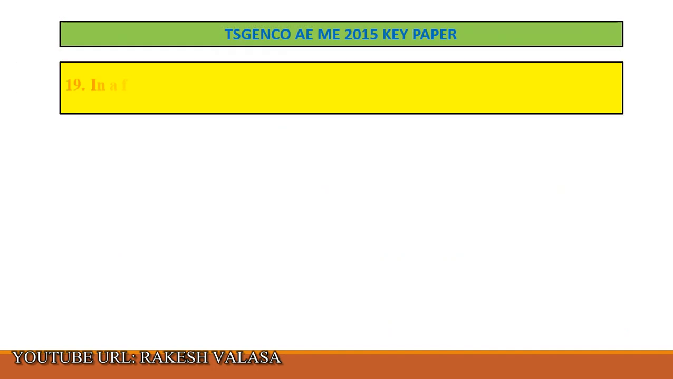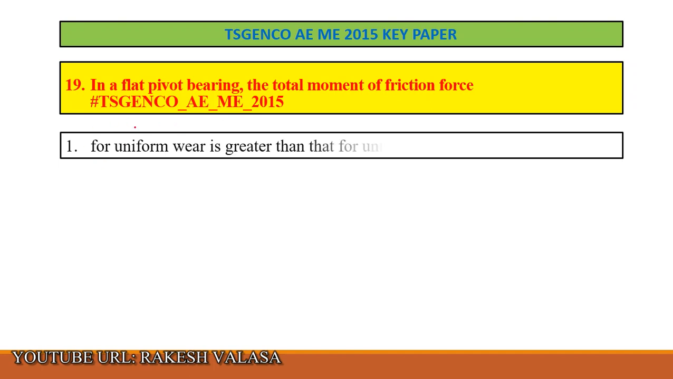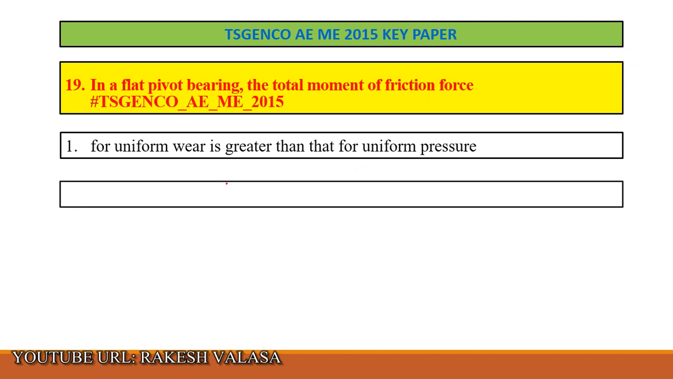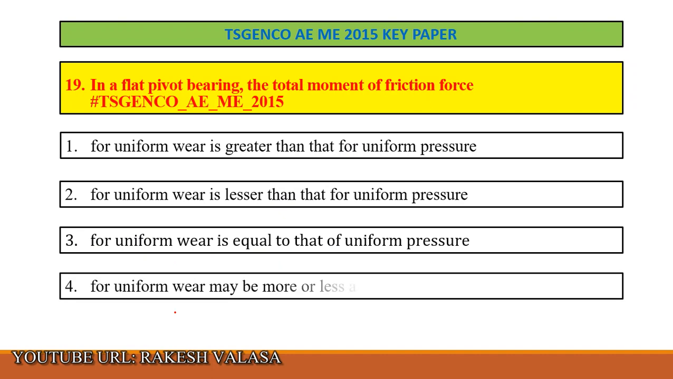Question number 19. In a flat pivot bearing, the total moment of friction force: Option 1, for uniform wear is greater than that for uniform pressure. Option 2, for uniform wear is lesser than that for uniform pressure. Option 3, for uniform wear is equal to that of uniform pressure. Option 4, for uniform wear may be more or less and cannot be predicted.